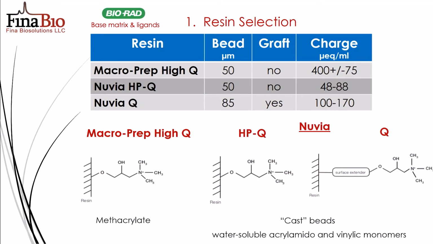The Nuvia resins are so-called CASS beads synthesized from water-soluble acrylamido and vinylic monomers and directly incorporate the ligand as part of the synthesis. The Nuvia HPQ is a smaller bead with a relatively low charge density. Low charge densities are often great for more selectively binding very large molecules like IgM, which can bridge ligands. The Nuvia Q resin is a larger bead and also has a surface extender, which we have found helpful for capture steps.